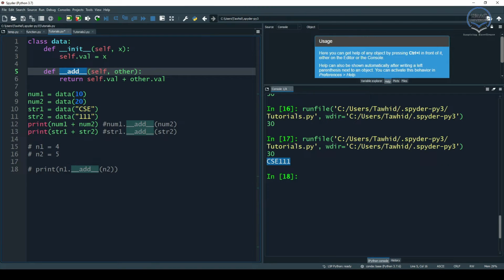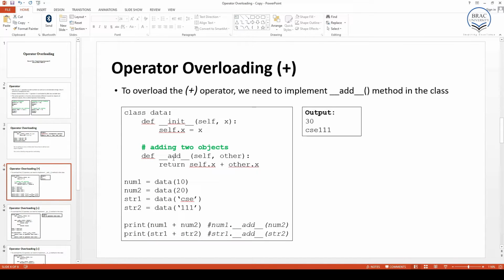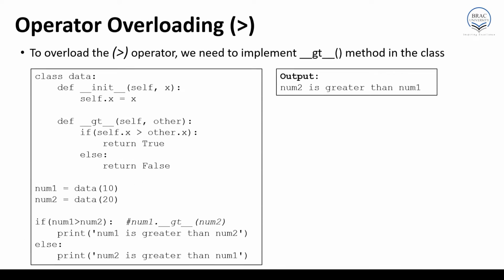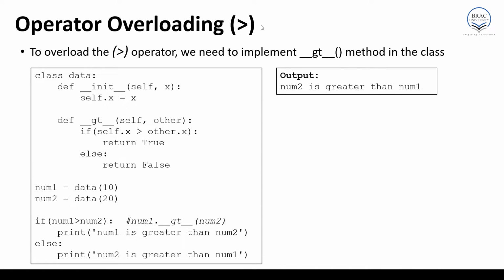So let's see another example. What I did in code, we have already seen this example. To overload the plus operator, we need to implement the add method in the class. We have already seen how we can declare our own method and achieve operator overloading. So let's see another example. Now I want to overload the greater than operator for my class. So I have declared two instances here. Number 1 equals data 10 and number 2 equals data 20.